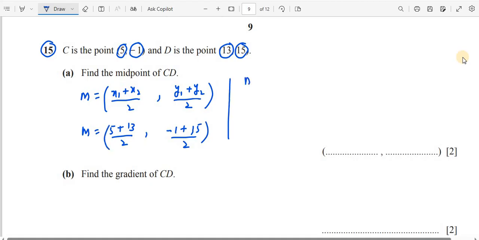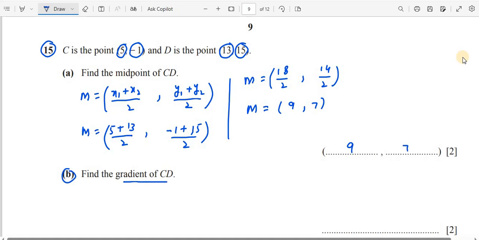So m is equal to 5 plus 13 is equal to 18 over 2, minus 1 plus 15 is equal to 14 over 2. So m is equal to 9 and 7. So the first point is 9 and the second point is 7. Part B, find the gradient of CD.